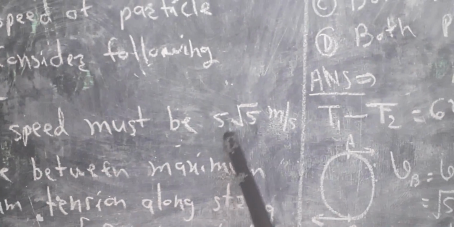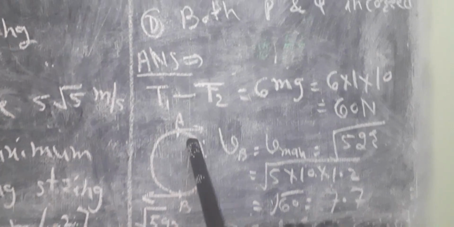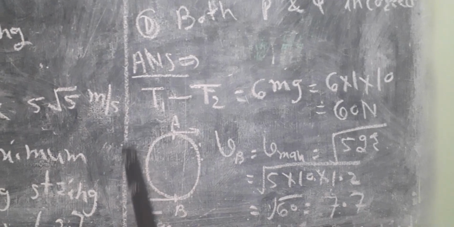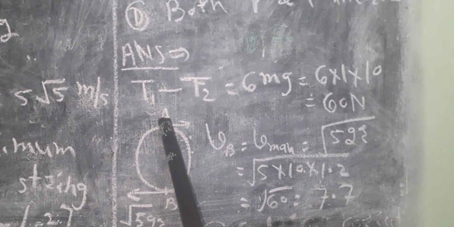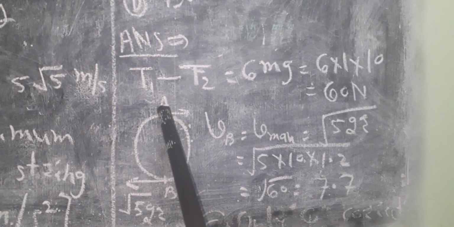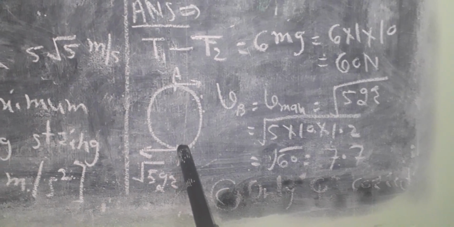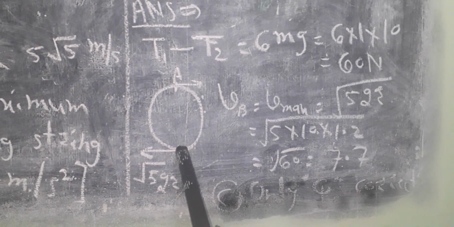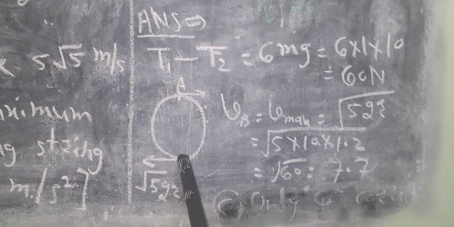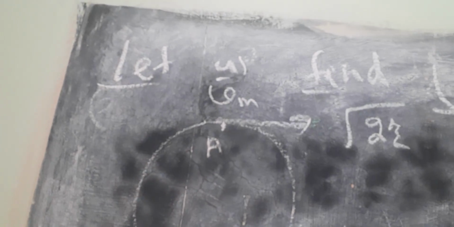We are given maximum speed must be 5 root 5. So suppose this is VCM, vertical circular motion. At topmost point, there is minimum velocity with which vertical motion is possible, and at lowest point there is a maximum velocity. Now let us find out V maximum.